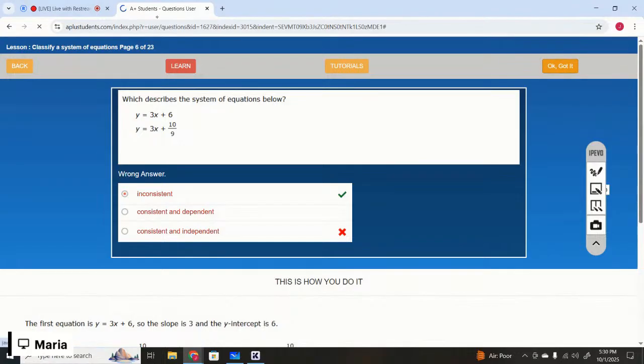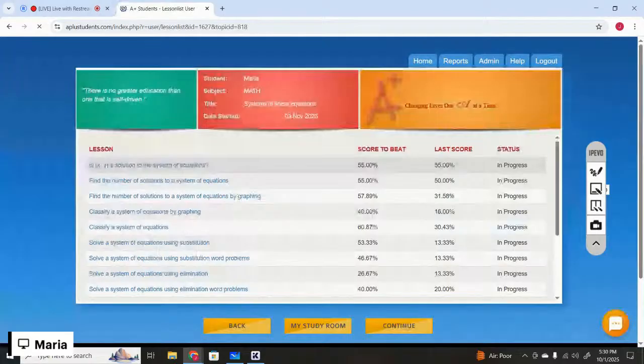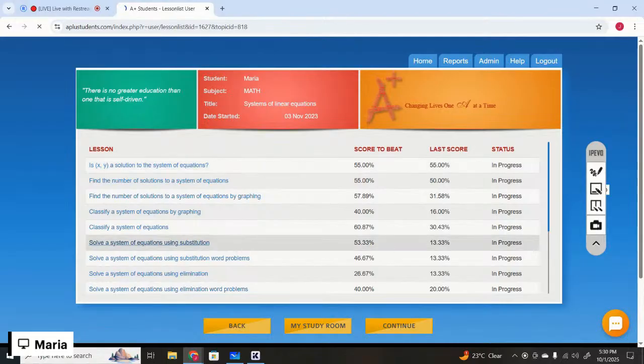Okay, you can complete the lesson by yourself later today. Let me just move on to the next lesson. The next lesson is solve a system of equations using substitution.